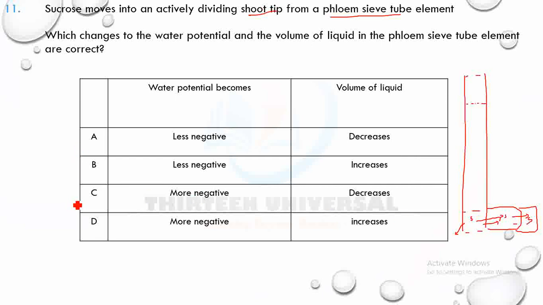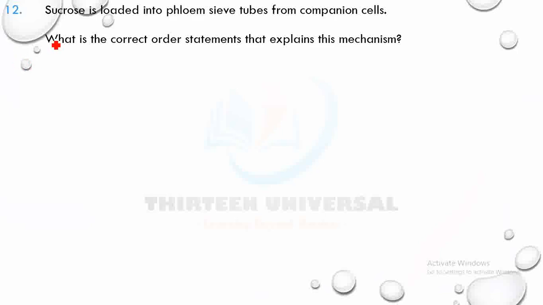So that means that C and D are eliminated. We are working on A and B, guys. Once you move out sucrose, water potential increases, then water is going to move out into neighboring cells. And when water moves out, the volume of the liquid here decreases because water is moving out. That's actually what sets up low hydrostatic pressure here. So the answer is A. Yeah, sucrose is loaded into phloem sieve tube from companion cells.